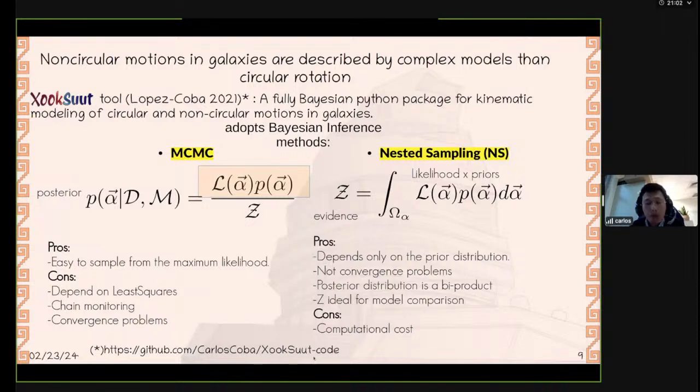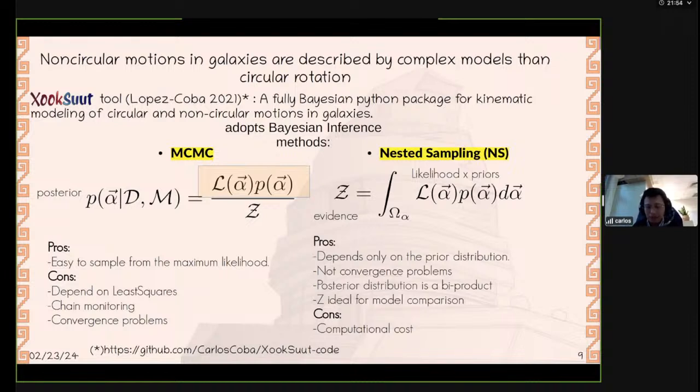So we must develop tools for extracting the different velocities in galaxies. I mean, we must develop tools to extract in the most efficient way the different rotational components of galaxies if we want to estimate the non-circular rotation in galaxies. For this purpose, I have developed this tool, XS. The main idea of this tool is to recover the non-circular rotation of galaxies, but it also recovers the circular rotation as well. And for this purpose, it adopts Bayesian inference methods.